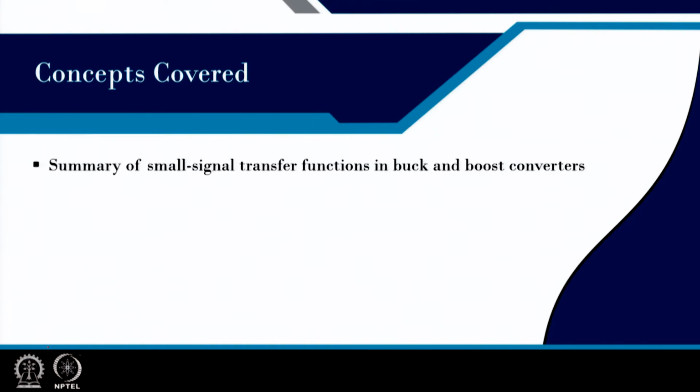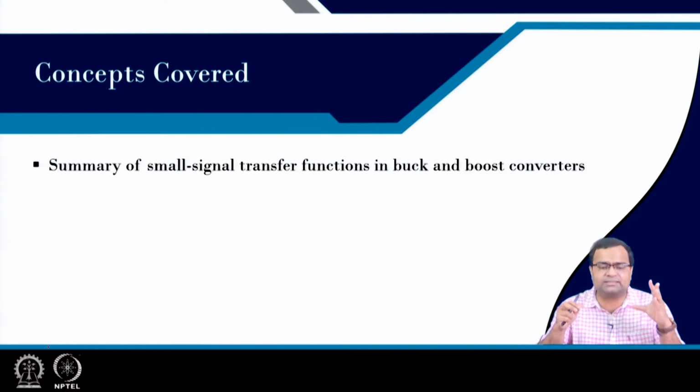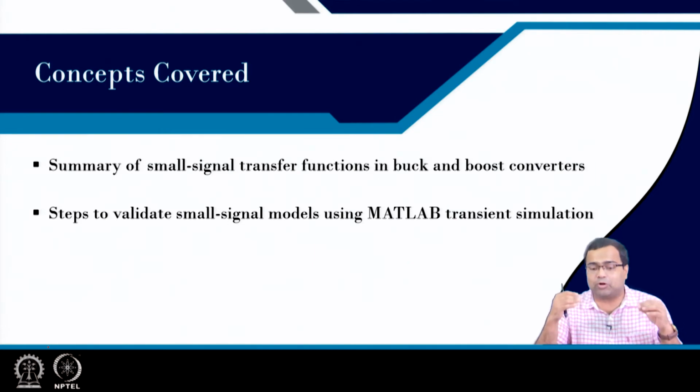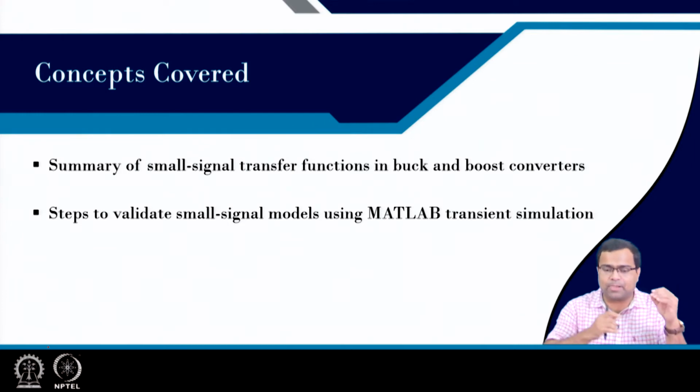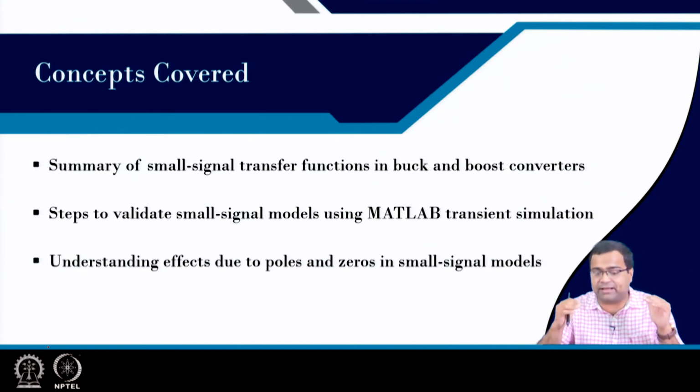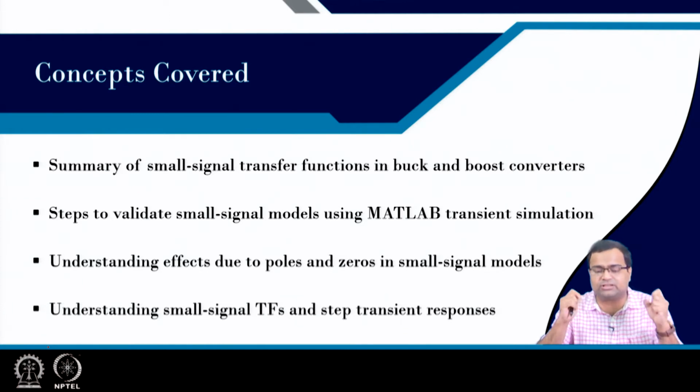In today's lecture, first we want to summarize various small signal transfer functions in buck and boost converters. Then I want to show you a step by step procedure for how to validate the AC small signal model using MATLAB transient simulation. Suppose you have the linear transfer function that we derived in the previous class, and we want to see how accurate those models are. We want to verify them, and here we want to use a transient simulation. Then we will understand the effect due to poles and zeros in the small signal model.